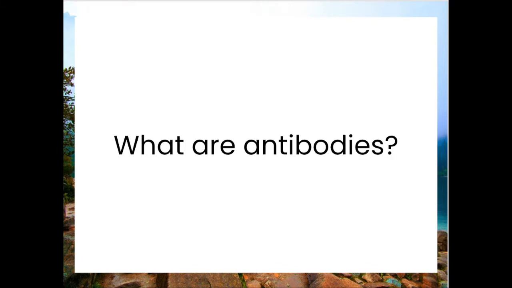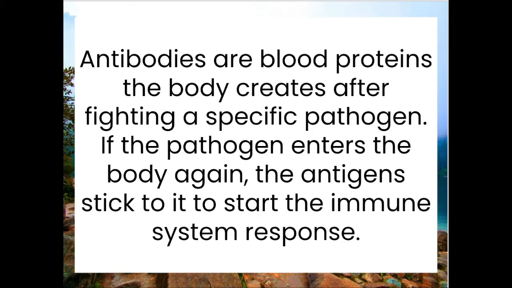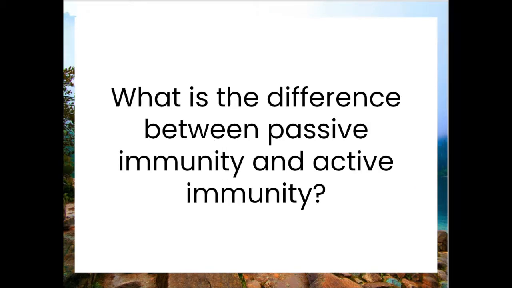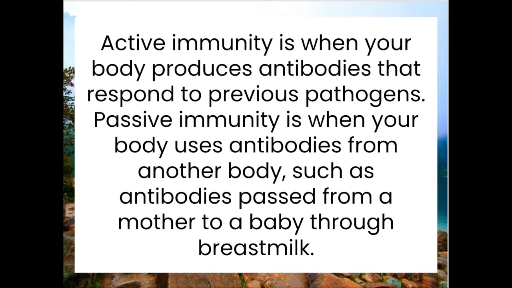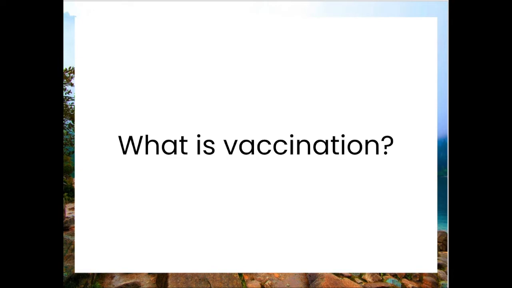What are antibodies? Antibodies are blood proteins the body creates after fighting a specific pathogen. If the pathogen enters the body again, the antibodies stick to it to start the immune system response. What is the difference between passive immunity and active immunity? Active immunity is when your body produces antibodies that respond to previous pathogens. Passive immunity is when your body uses antibodies from another body, such as antibodies passed from mother to a baby through breast milk. What is vaccination?